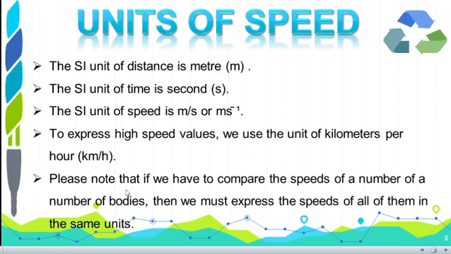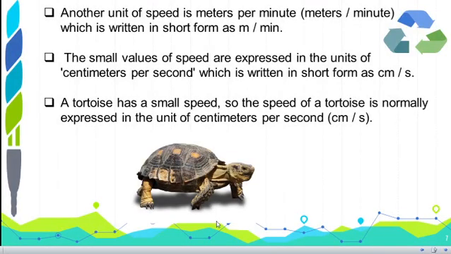Please note that if we have to compare the speed of a number of bodies, then we must express the speed of all of them in the same units. It is very important. Commonly we know kilometer per hour. Another unit of speed is meter per minute, which is written in short form as m by m, that means meter per minute. So first one is meter, divided by second one is minutes.